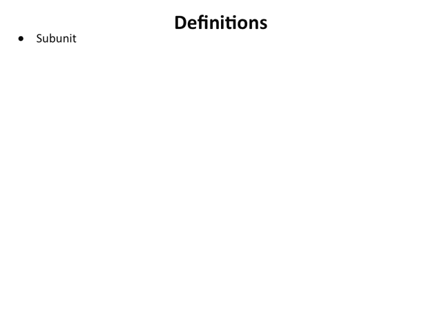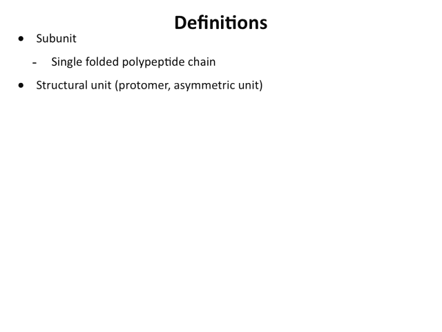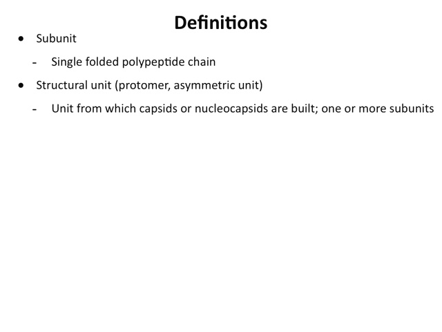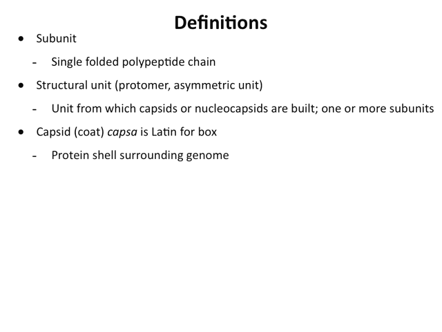Okay, so some definitions to make sure you understand some of the words that I'll be using. The subunit, I'll say, is a single folded polypeptide chain. So I'll say the virus is made up of subunits, and all I talk about there are the single proteins. Sometimes I'll talk about a structural unit, which is an assembly. It's the unit from which capsids or nucleocapsids are built, one or more subunits, so one or more proteins. The capsid, Latin for box, is the protein shell surrounding the genome. So this gray poliovirus here, this is a capsid. Within it is nucleic acid.